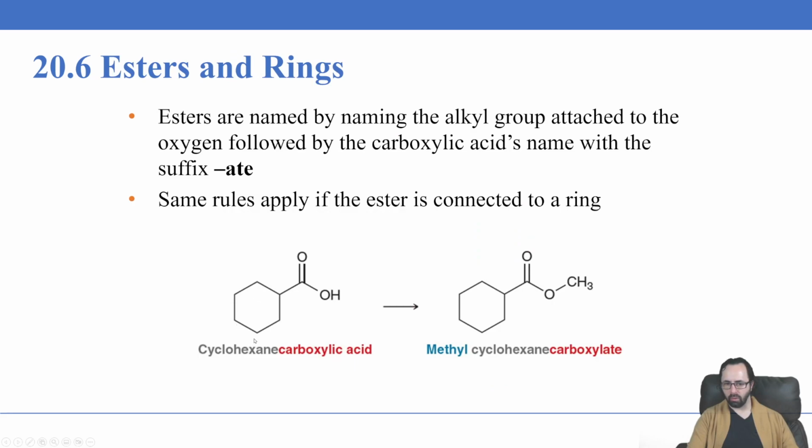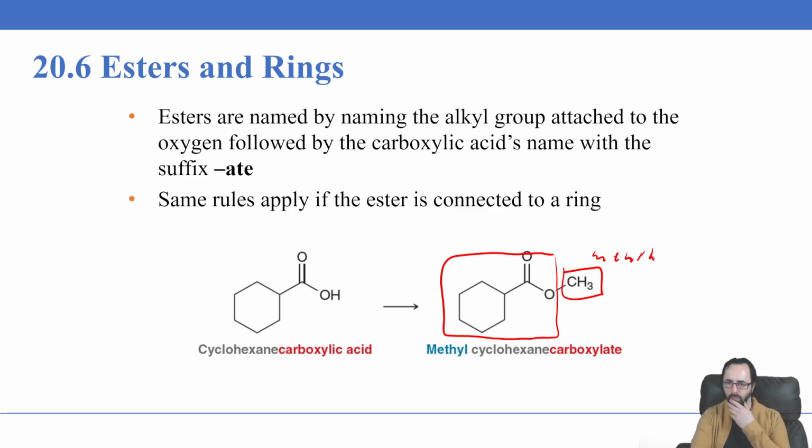Here's another example with an ester that has the other style of naming, where we have the cyclohexane and then we say carboxylic acid, cyclohexane carboxylic acid. Here again we would look, and this would be the methyl group here, and then this would be the rest. So this is just going to be called methyl, but here instead of calling it cyclohexane carboxylic acid, we're going to call it cyclohexane carboxylate. So we replace the -ic acid with the -ate, just like before.